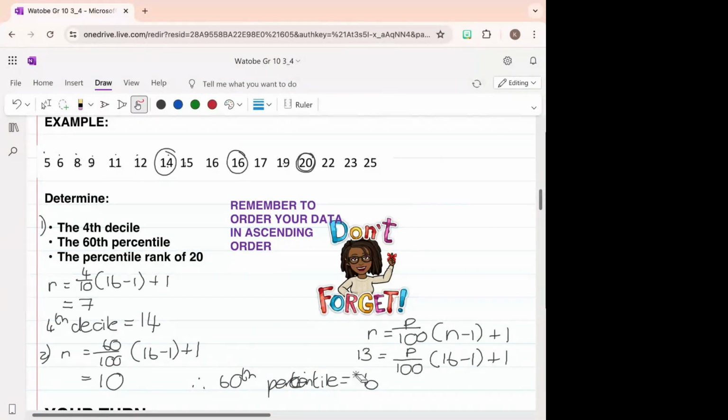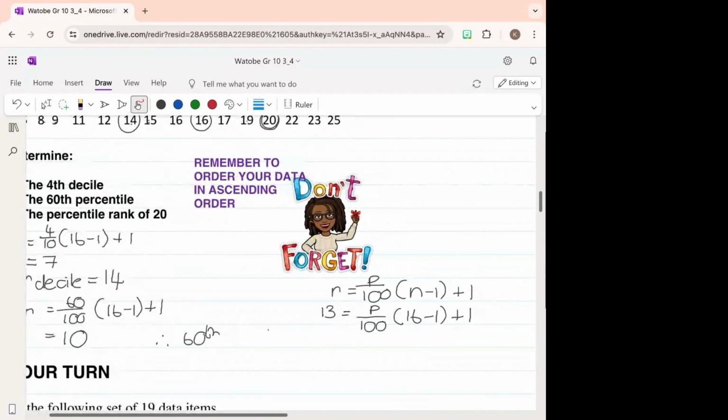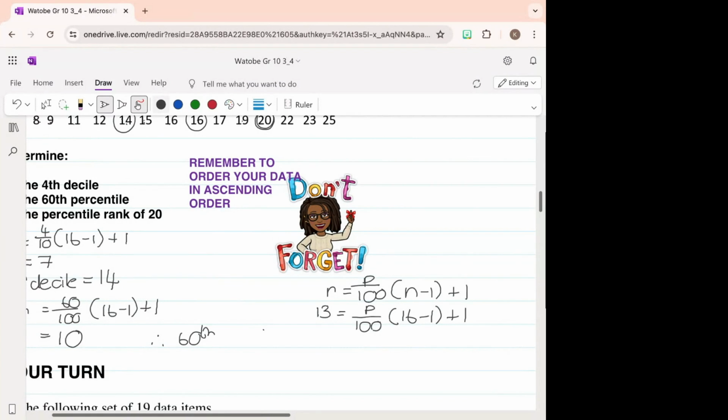Okay, I'm going to make some space here for myself. Now what do I need to do? Abu, you were right. Oh, you put 20 instead of 13, Abu, but you were so close. Okay, so what do you need to do first? You need to take the 1 across to the other side. When you take 1 across the other side, you get 12. So 12 equals P over 100, 16 minus 1 is 15.